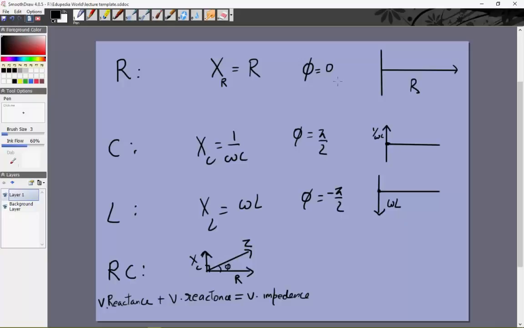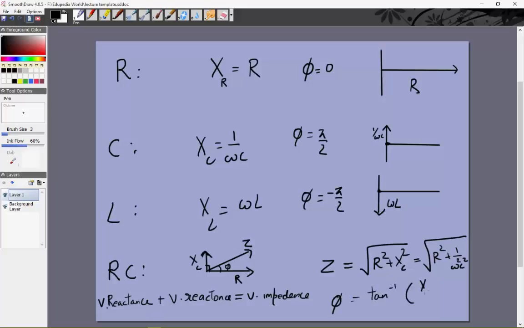And this Z and phi will be the actual Z and phi for the RC circuit. So what will be the value of Z? Z will be root of R squared plus XC squared, or root of R squared plus 1 by omega squared C squared. And what will be phi? It will be tan inverse of XC by R, right? So phi will be tan inverse of XC by R, which is equal to tan inverse of 1 by omega RC, right? So what does this tell us?